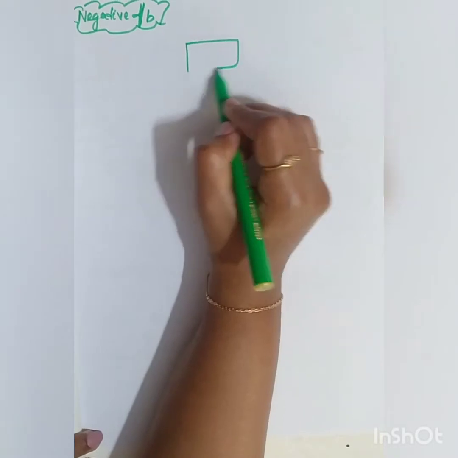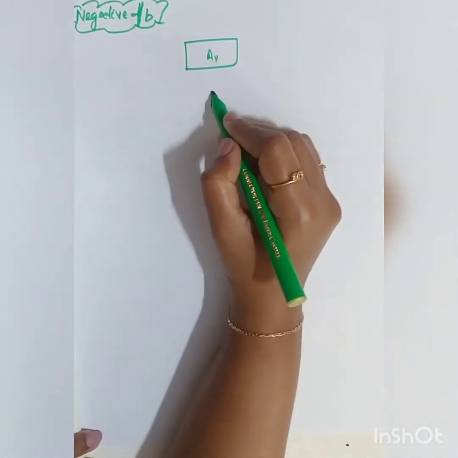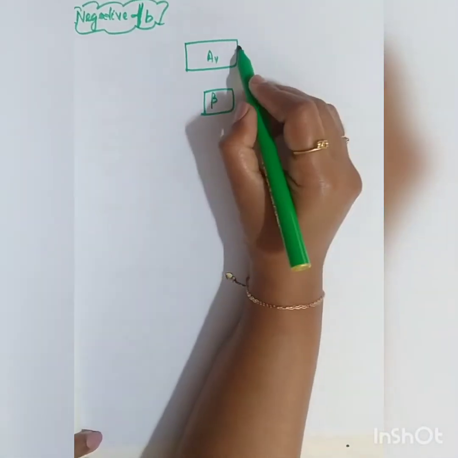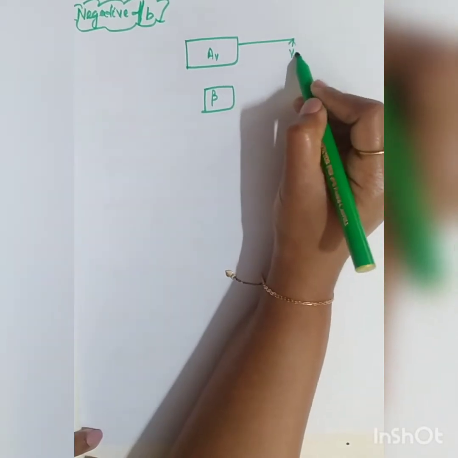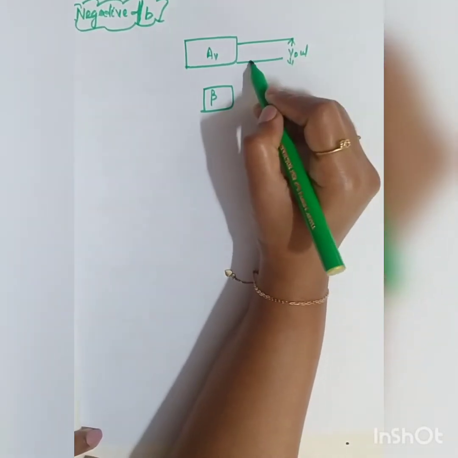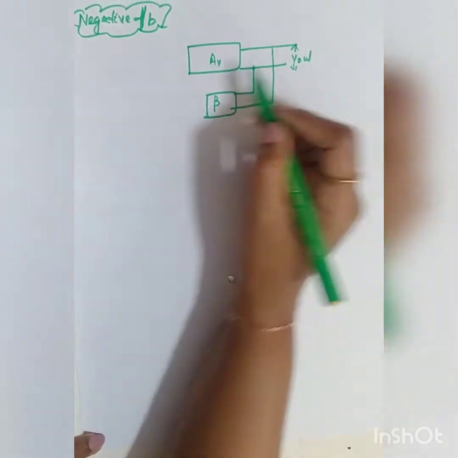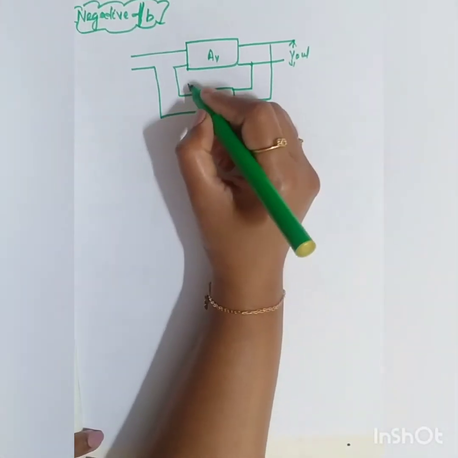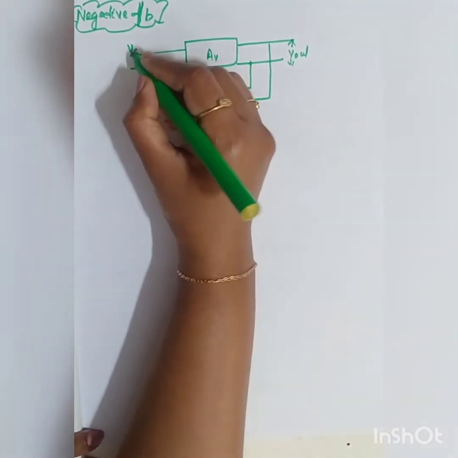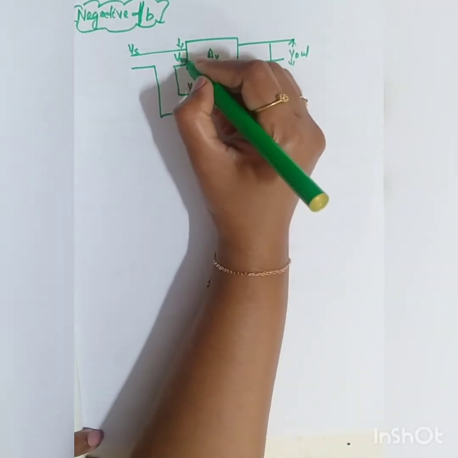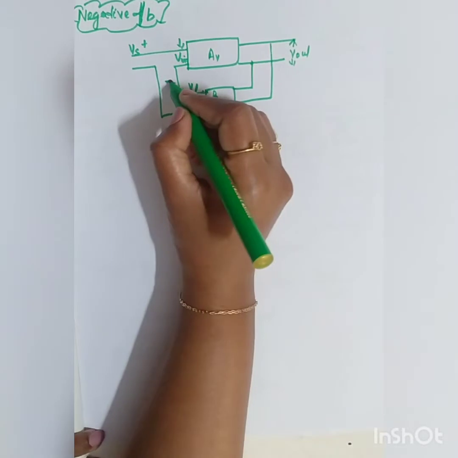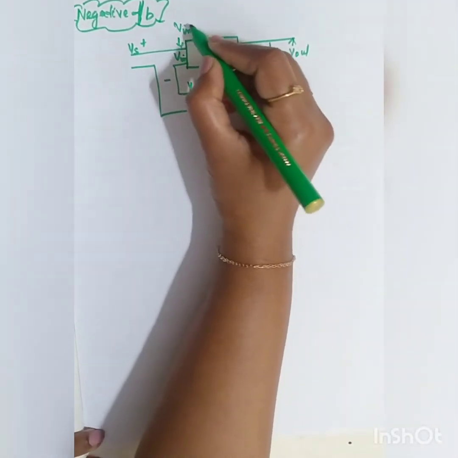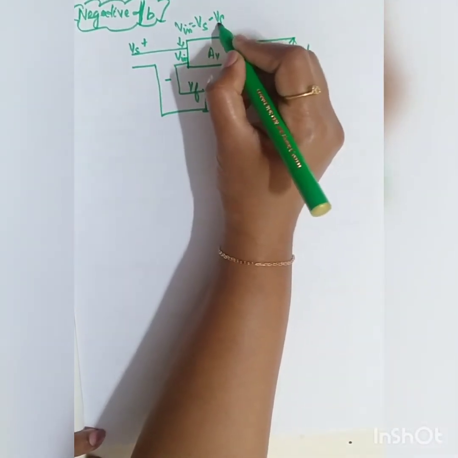Voltage series, right? So this is your gain AV, this is your beta feedback network. So this was your Vout. So it was parallel connection in the output, series connection in the input, right? So this was your voltage VF, this is your VS and this is your Vin. So negative feedback means here it is plus, here it is minus. Therefore Vin is equal to VS minus VF.